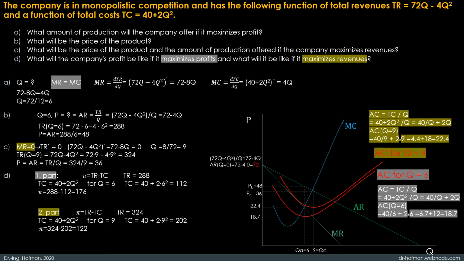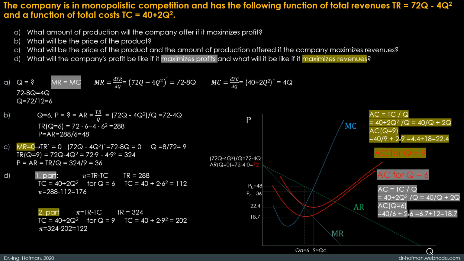On the right in the graph, on the axis B, you see a series of prices. So let's explain. The price with the index B is 48, and it was calculated in the B point as the price of the product when the company maximizes profit. It's higher than the price from C point, 36, when the company maximizes revenue. And also there are the points 22.4 and 18.7.